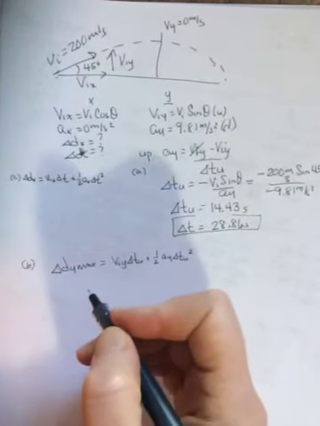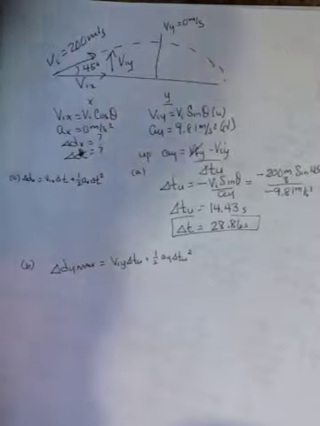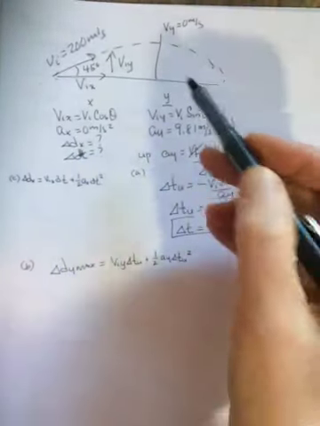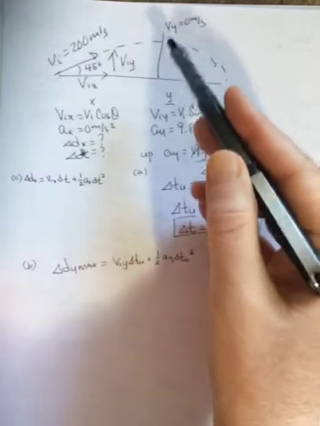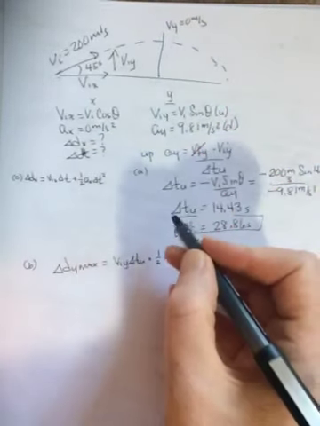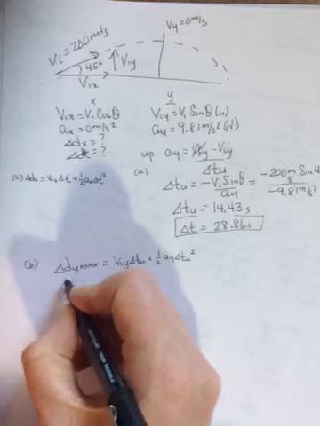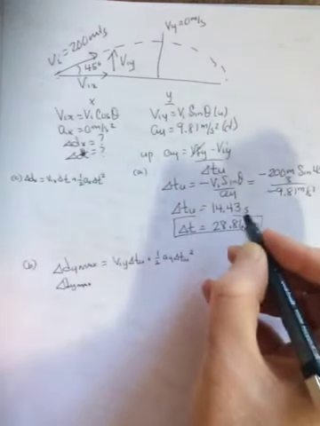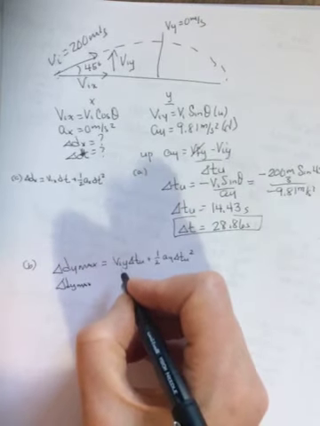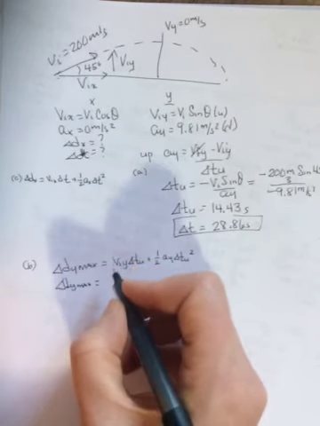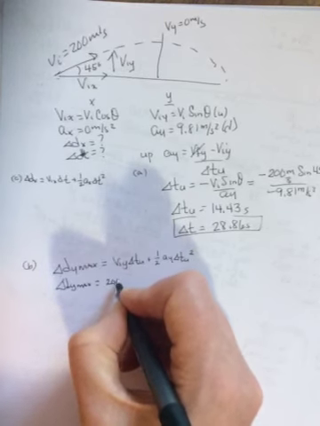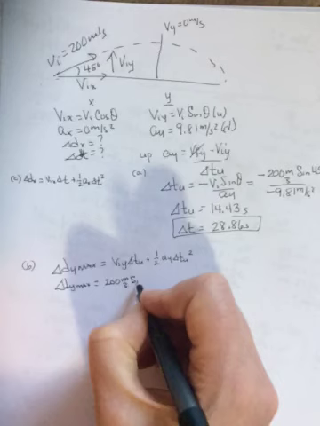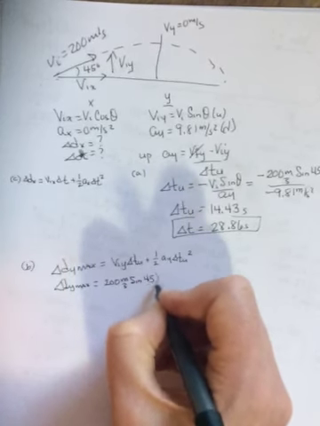Okay, so to finish number 4b, we had already found the time and the half time, and now it wants the maximum height. And remember, the maximum height happens at the half time, at the time it takes to go up. So when we do our delta dy max, we have to use the 14.43. So VIY we had as 200 meters per second, and it was sine of 45.